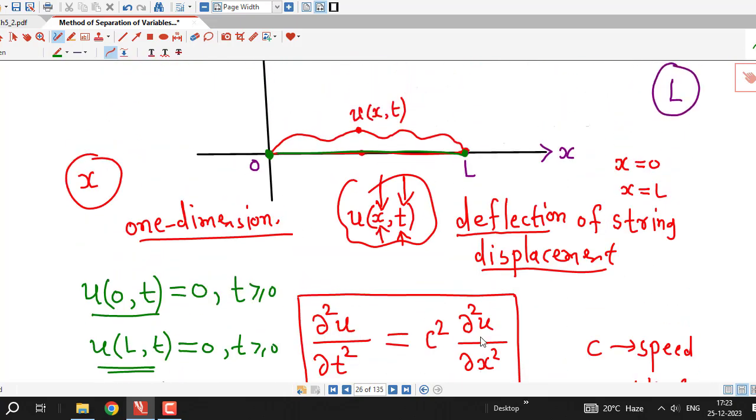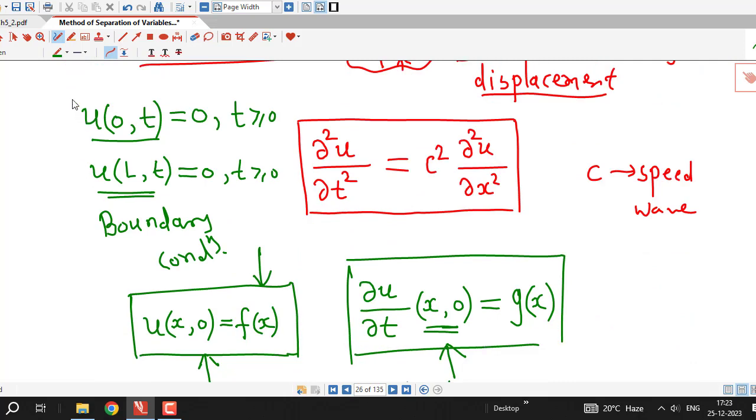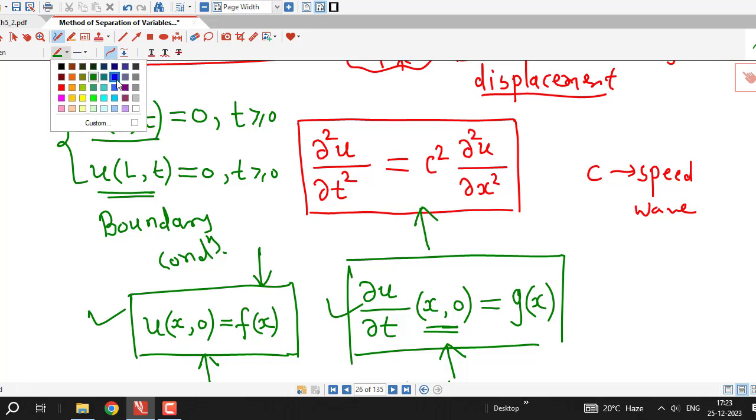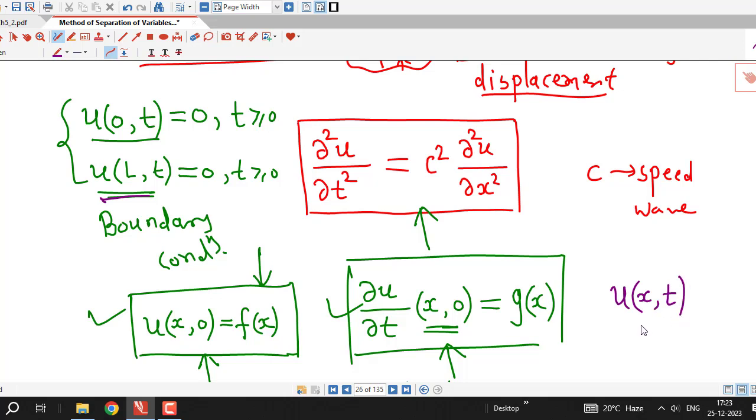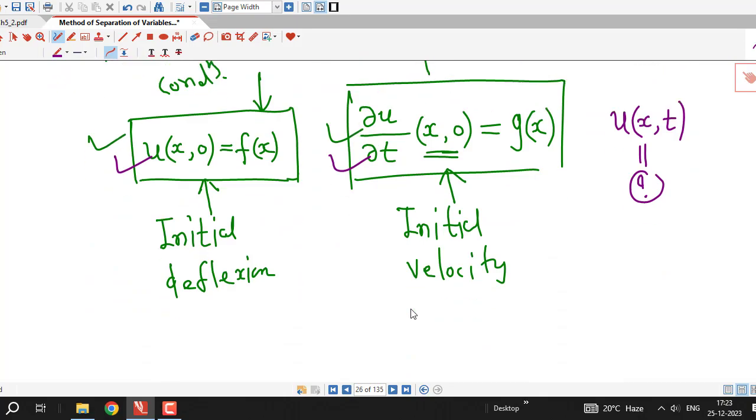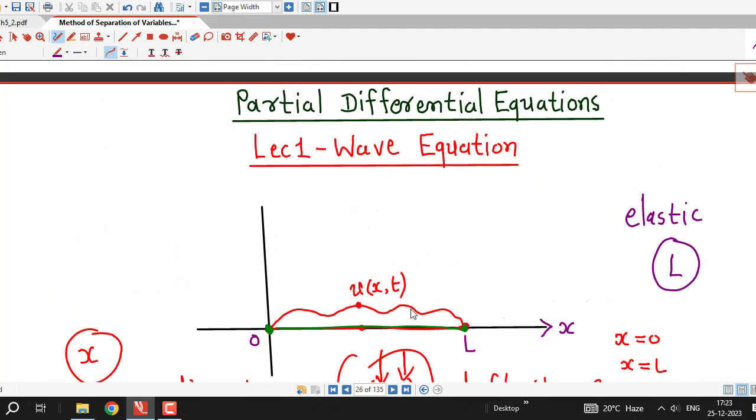So with these four conditions, there are two boundary conditions and two initial conditions. Our aim is to find out the displacement of the string satisfying these four conditions. What will be the displacement of the vibrating string satisfying these two boundary conditions and these two initial conditions? That is our aim in this lecture.